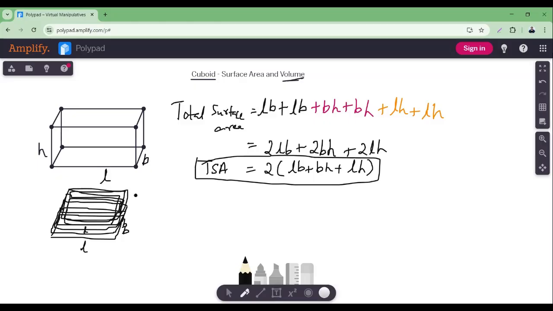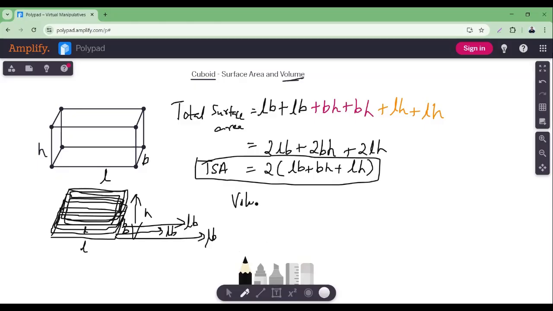And how many times do I do it? H times I do it, because that is the height of the thing. First of all, one plate's area is L into B. Another plate's area is also L into B. Another plate's area is also L into B. Like that, how many times am I doing it? I am doing it H times.